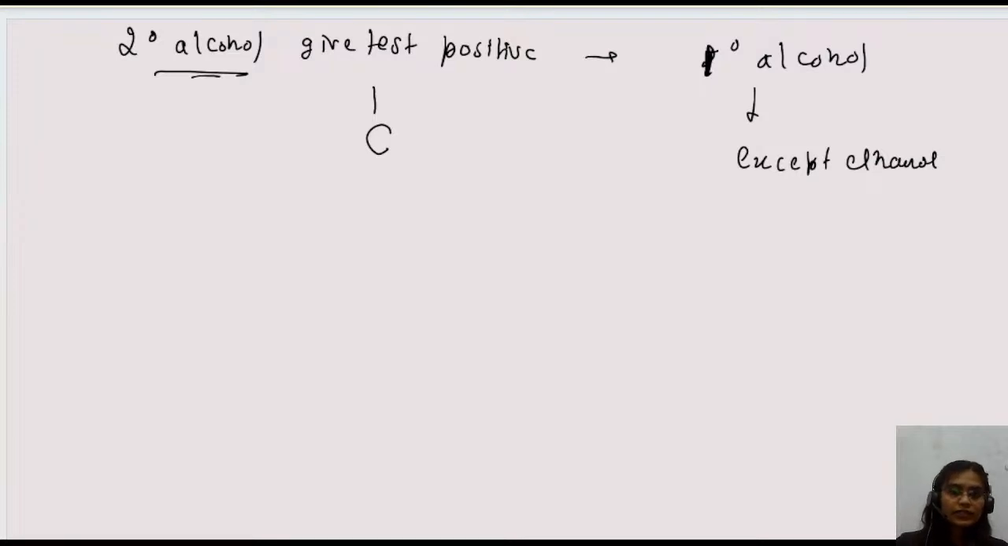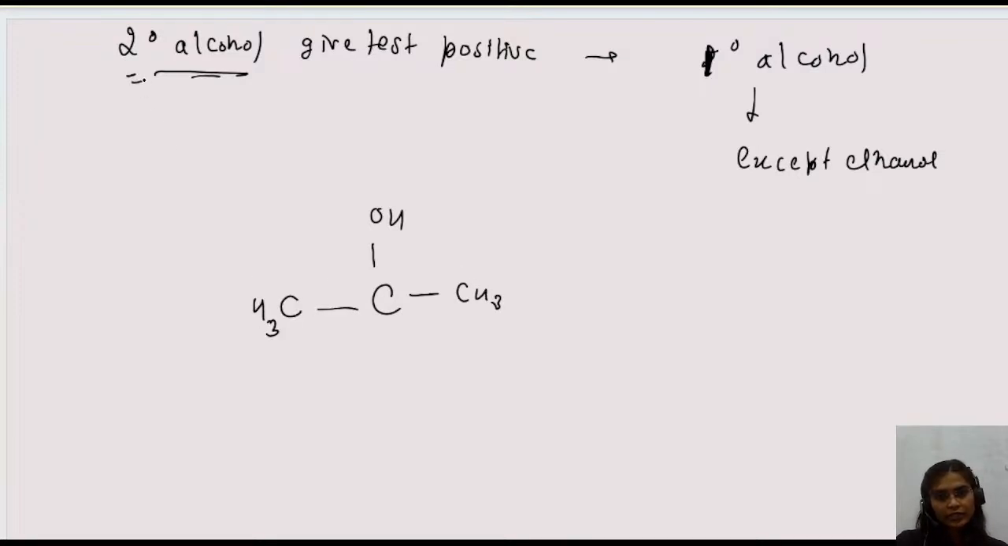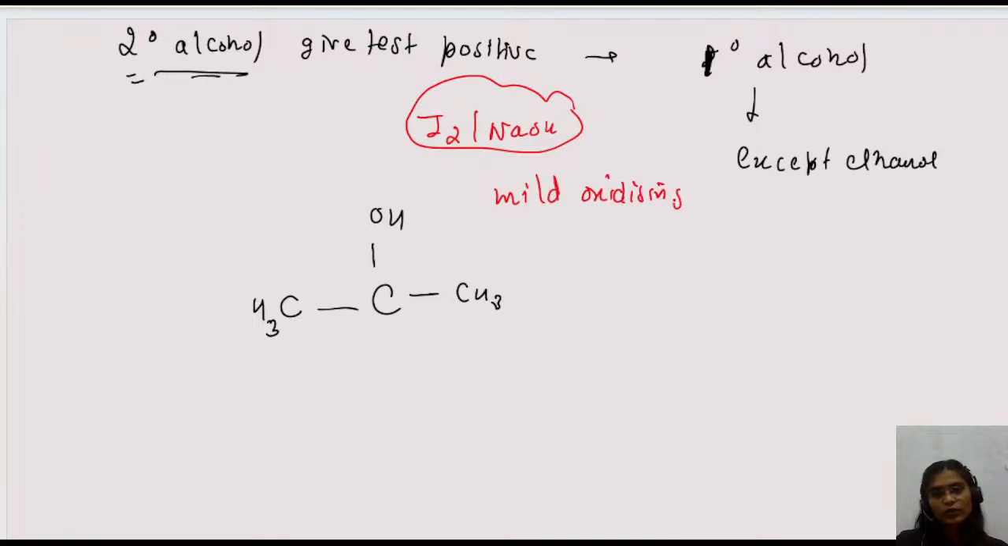First of all, let's discuss the basic point here. Suppose this is a carbon and this is the OH group, and this is my CH3 group. Although in this case we do not have a methyl ketone, how does it give the test positive? Why do we say secondary alcohol gives this test positive? In this case, we are using a reagent, I2 and NaOH. This is a mild oxidizing agent. Be noted, it's not a very strong oxidizing agent, it is just a mild oxidizing agent.